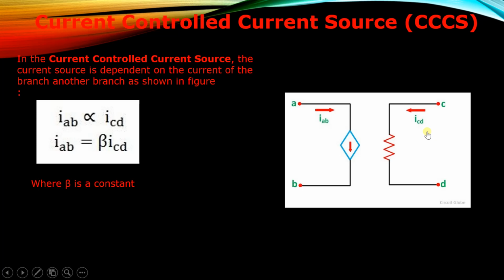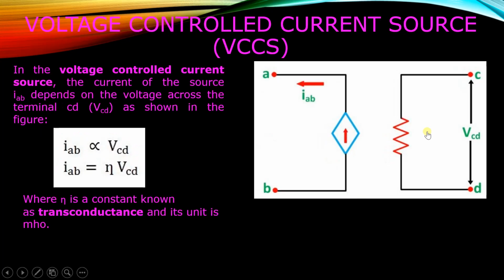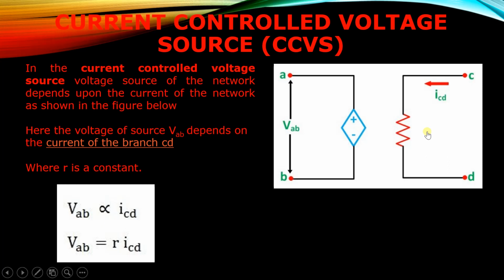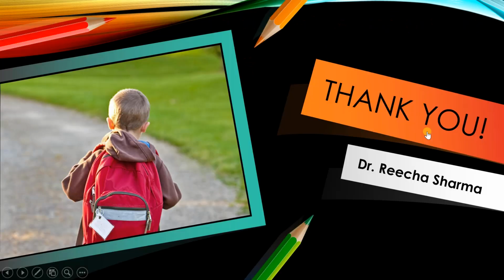So these are the four classifications. The first is voltage controlled voltage source, second is voltage controlled current source, third is current controlled voltage source, and the fourth is current controlled current source. So this is all about the energy sources.